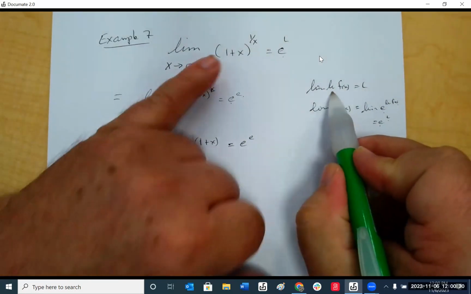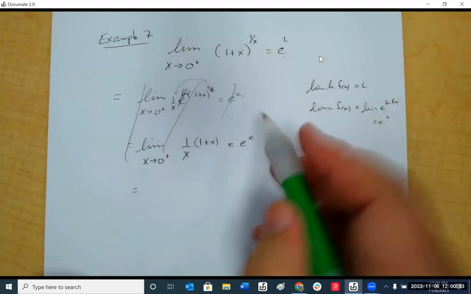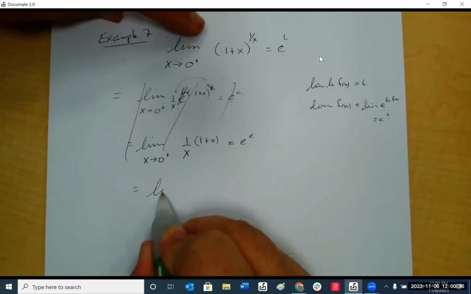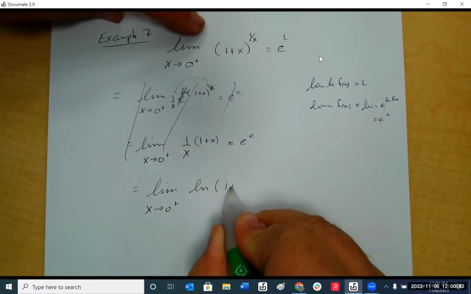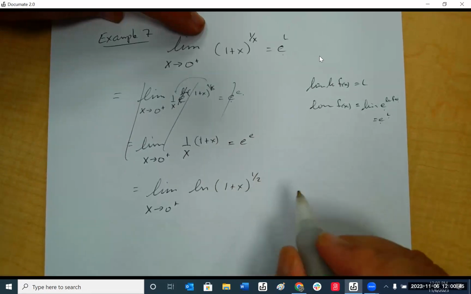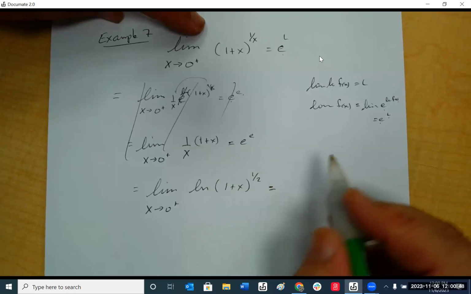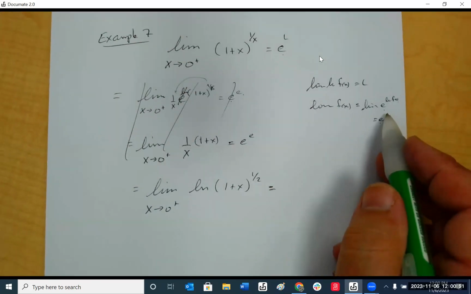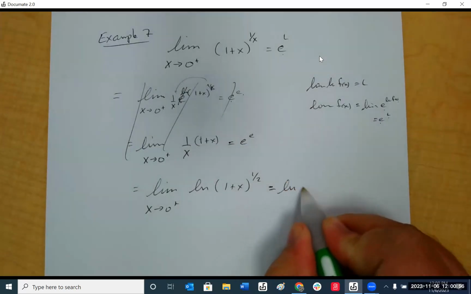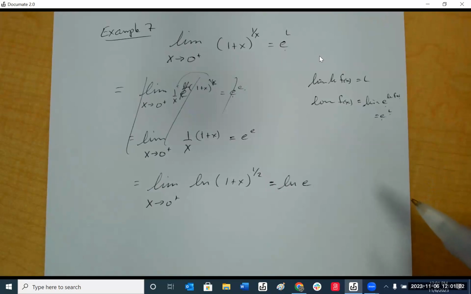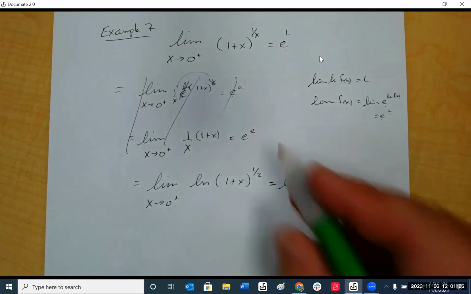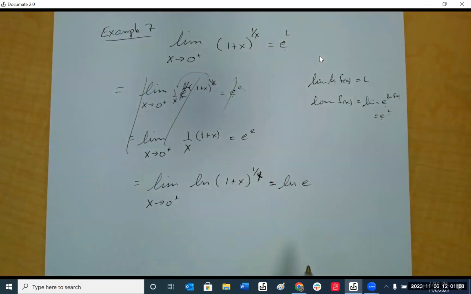Here's the ln function. We take the ln of this now. Let me redo this again. So we take the ln of this. The limit as x approaches 0 from the right. So we take the ln of 1 plus x to the power 1 over x. Ln of e. Oh, this is 1 over x, which means this comes out in front. It's an exponent.